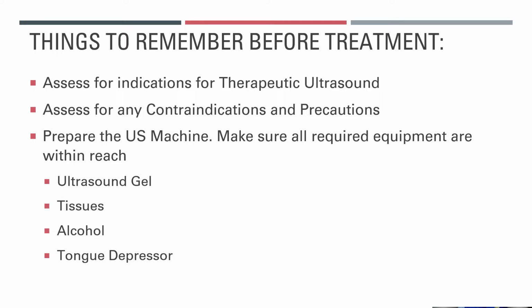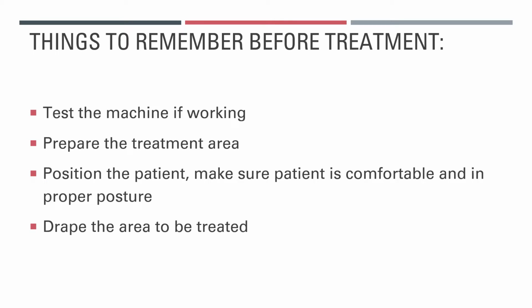Then we prepare the ultrasound machine. Make sure all required equipment are within reach. So aside from the ultrasound machine, you should also prepare the ultrasound gel, the tissues, the alcohol, and the tongue depressor. Then test if the machine is working. So you turn on the machine. Now take a look at the menus and also check the ultrasound head.